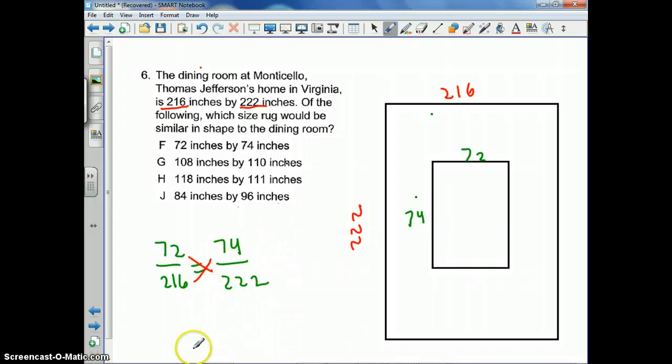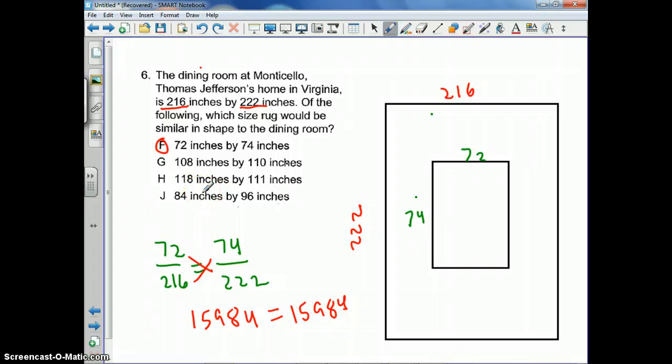So 216 times 74, someone said, was what again? 15,984. And then 72 times 222 would be the same thing. Did we get the same thing for both? Yes. So they're similar. That means, because that's proportional, it looks like F is the answer, and then we could check the other ones, but we're already over 10 minutes, so we'll just leave it at that.